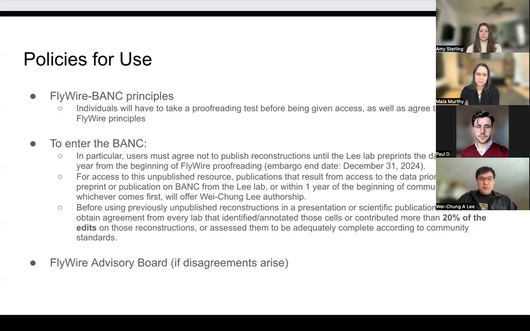And then before using previously unpublished reconstructions in a scientific publication, we ask that people contact those that have contributed over 20% of edits to those neuron reconstructions. So this is a little higher than the previous 10% threshold for FlyWire. And I also want to highlight again that there's the FlyWire Advisory Board that exists for, in part, if disagreements arise about access to the data or anything about the data itself. Okay, please go further.